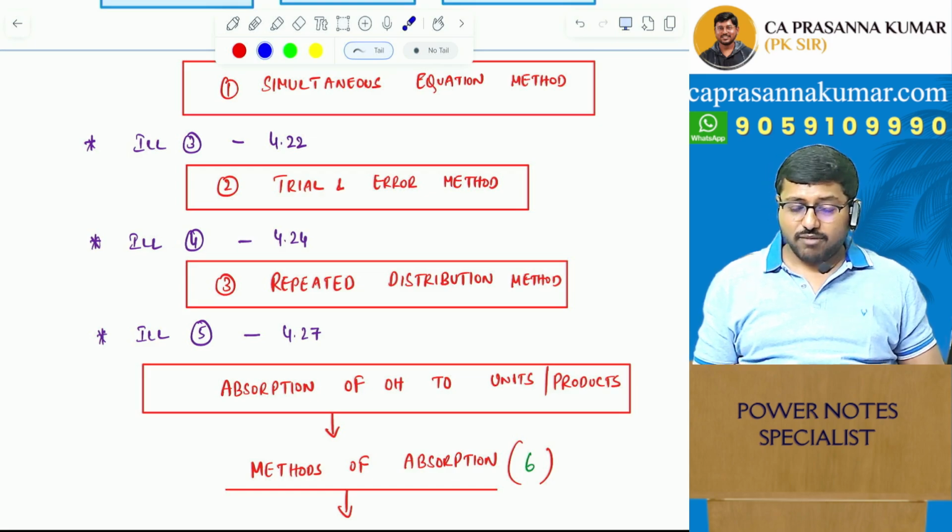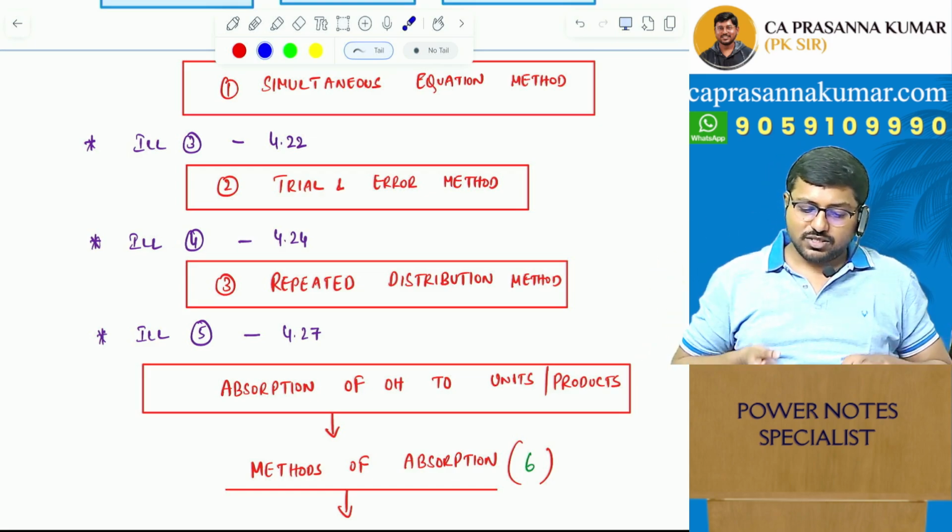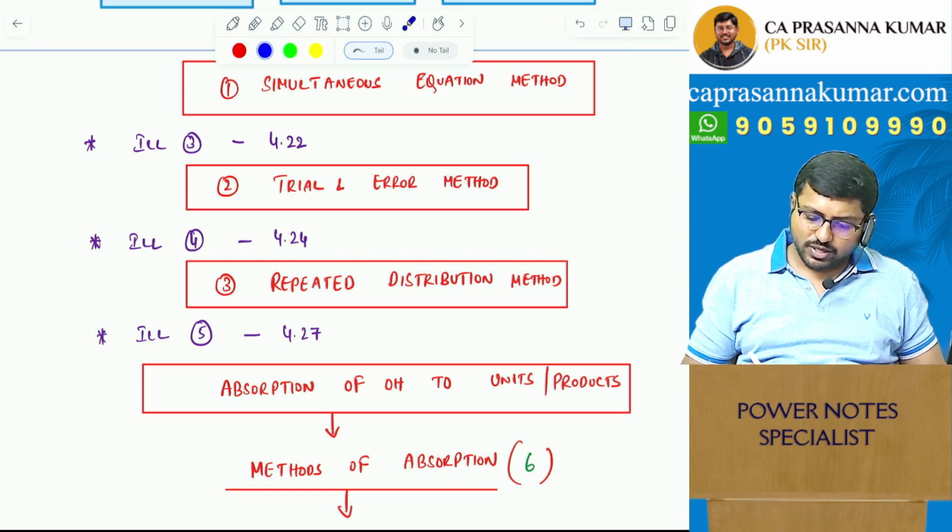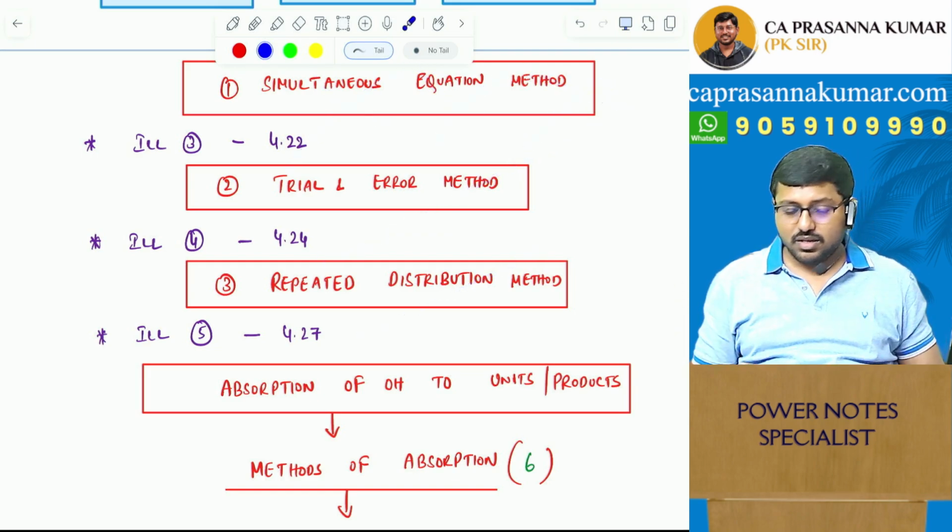You got the point? Of course, when you have more than 2 service departments, the only choice you have got is to go for repeated distribution method or trial and error method. You can't follow simultaneous equations. Clear? Keep that also in mind.